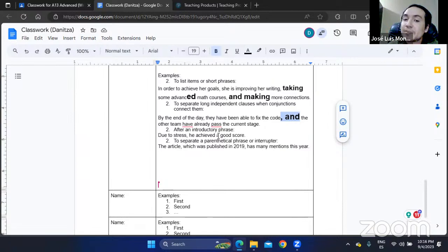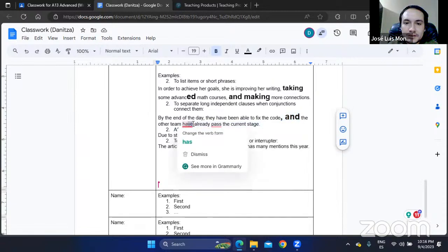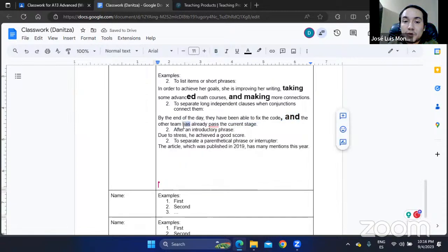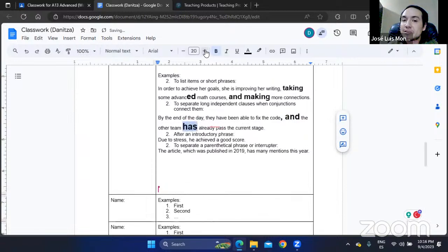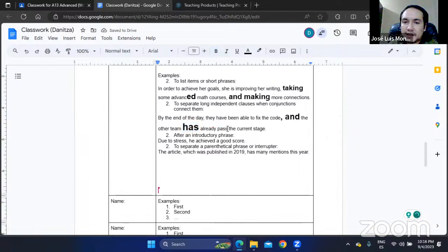And the other one, entity has, right? The other team has already. What do we use in the present perfect? Past participle, right? So not past, it has passed. The current stage.